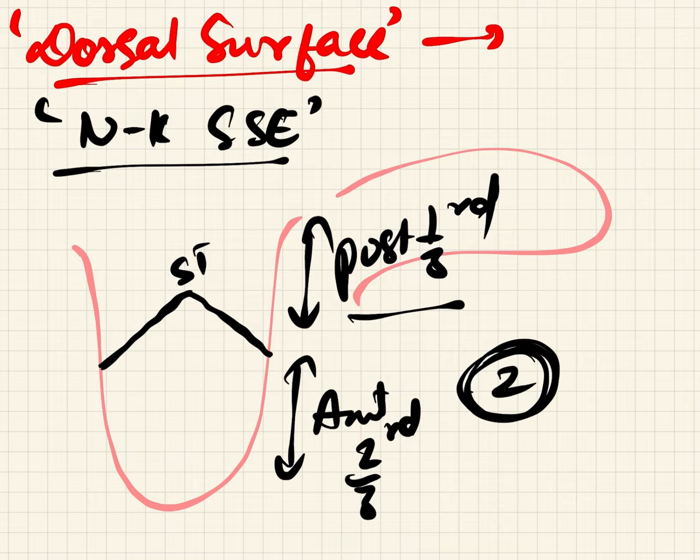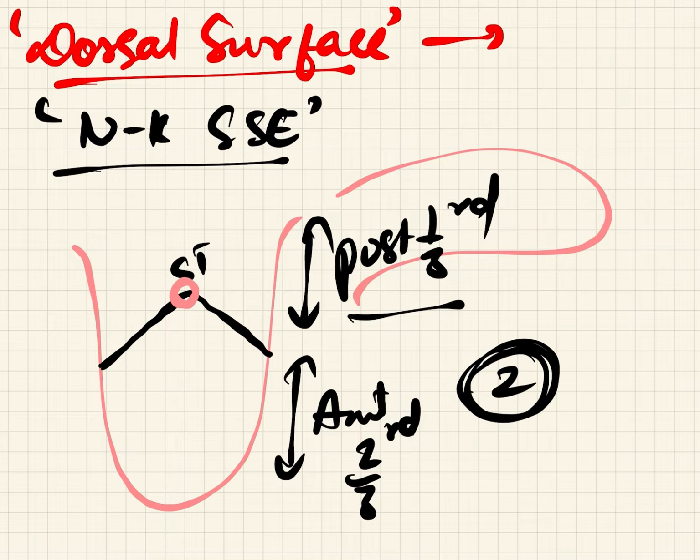From a depression in the center called the foramen cecum. What is this foramen cecum? In embryological development, the thyroglossal duct passes through the foramen cecum. So this indicates the commencement of the median thyroid rudiment as the thyroglossal duct.